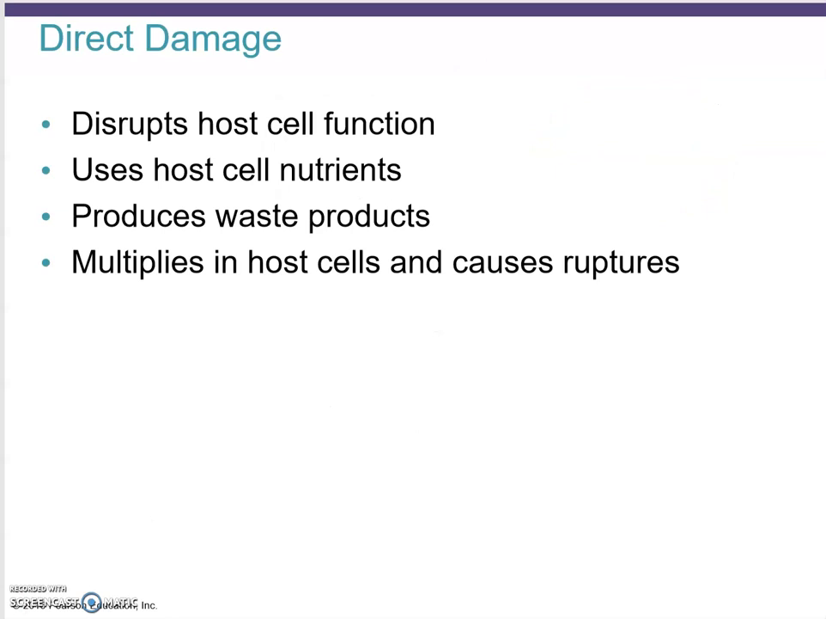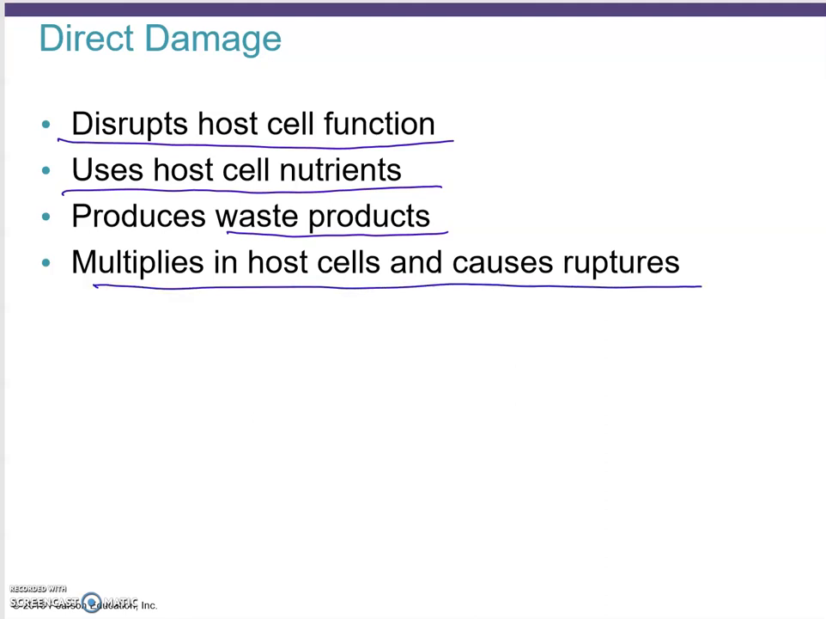Some pathogens can also cause direct damage to cells, and this applies mostly to intracellular parasites such as viruses and intracellular bacteria. They usually disrupt host cell function. They use up host cell nutrients. They may produce toxic waste products, and viruses, as you know, and also some intracellular protozoa and bacteria, multiply in the host cell and then cause the host cells to rupture and die, of course.